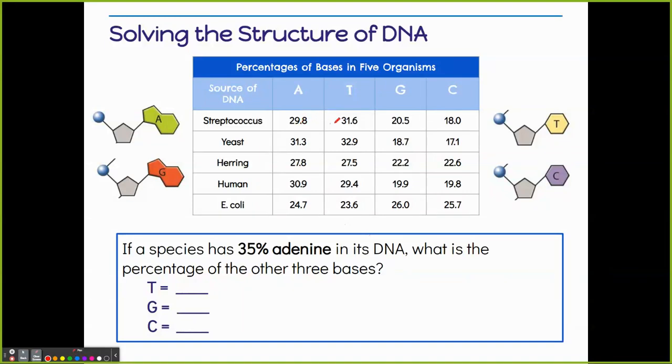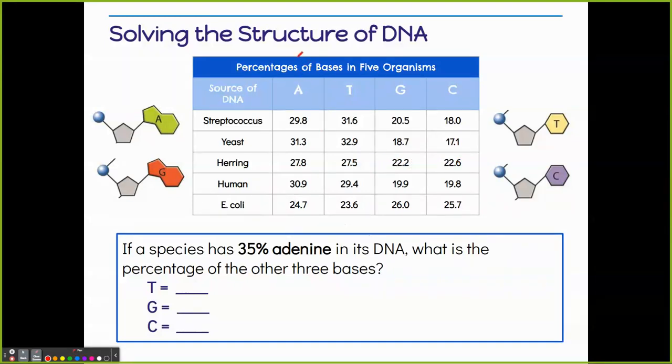we have 29.8 and 31.6. That's pretty much the same number. 20.5, 18. That's pretty much the same number. Again, consider that there is going to be a little bit of error every time you do an experiment, because human beings are doing the experiment, and human beings make mistakes. For yeast, 31 and 32, A and T are the same. G and C, 18 and 17, pretty much the same. Here we have 27.8, 27.5, 22.2, 22.6.